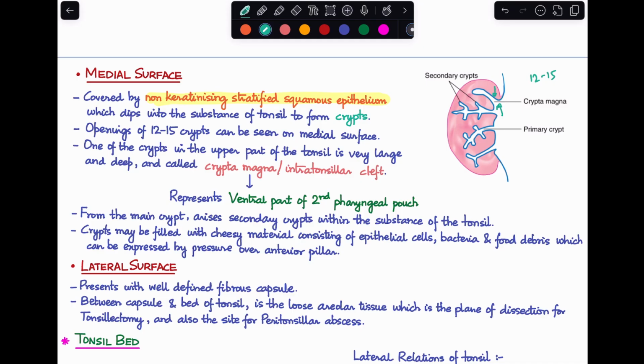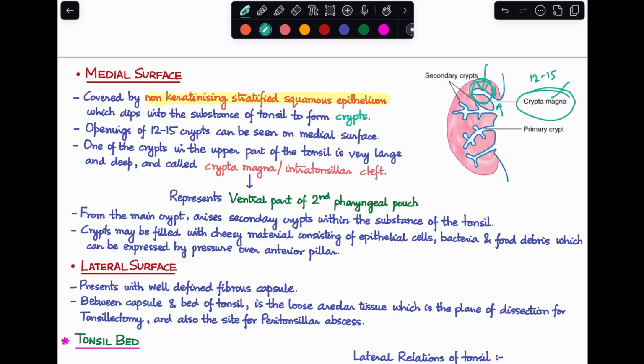Now, out of all these crypts, there is something known as the crypta magna. This is one crypt which is seen mostly in the upper part of the tonsil, which, as you can see in the image here, is very large and very deep. Therefore, this is known as the crypta magna, also known as the intratonsillar cleft. What is the importance of this crypt? This crypt represents the ventral part of the second pharyngeal pouch.